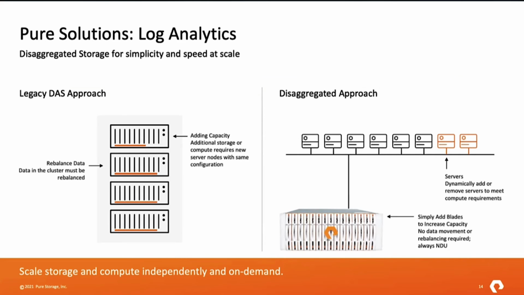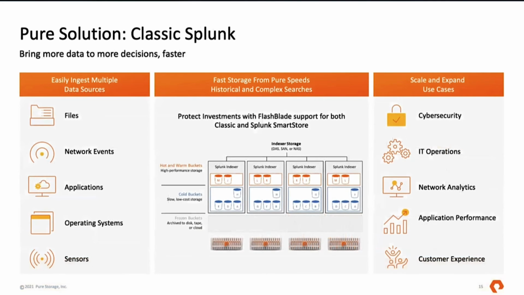And what we're going to get into is Splunk, because we see it, likely most of you may have it in your enterprise. And if you don't have Splunk, we'll get into some of the other options here in a minute. But you can bring more data to do more decisions faster. We talked about enterprise security, UBA, UEBA, and the like within Splunk. But what you'll see here is that you have files, network events, applications, operating system, telemetry from sensors.